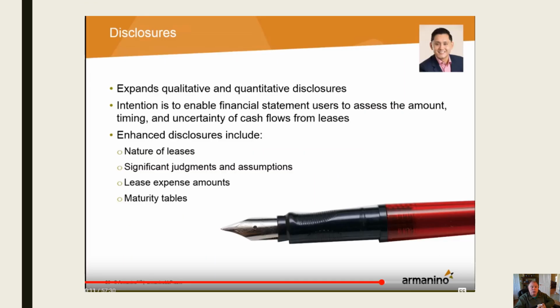We then move into disclosures, and it expanded the qualitative and quantitative disclosures. The intention is to enable financial statement users to assess, to give us more sense of what's going on with the cash flow from leases. So this disclosure, which we're now seeing in financial statements, is what is the lease, but it's based, again, on judgments and assumptions. It's got to show a maturity table, to give us a better sense of what the cash flow requirements will be in the future. And as we remember, the value of a company is its ability to generate future cash flow, so this becomes important.